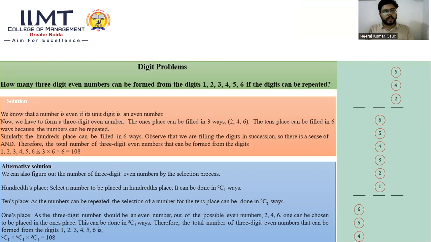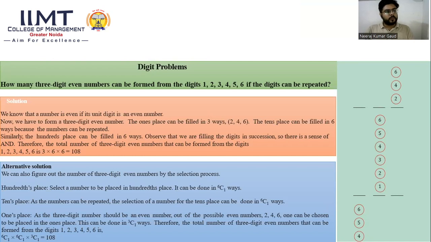So the ones place can be filled in three ways, either 2, 4 or 6. The tens place can be filled in 6 ways, as the digits can be repeated. Similarly, the hundreds place can be filled in 6 ways. Observe that we are filling the digits in succession, so there is a sense of multiplication. Therefore, the total number of three-digit even numbers that can be formed from the digits 1, 2, 3, 4, 5, 6 is 3 × 6 × 6, which is 18 × 6, which comes out to be 108.